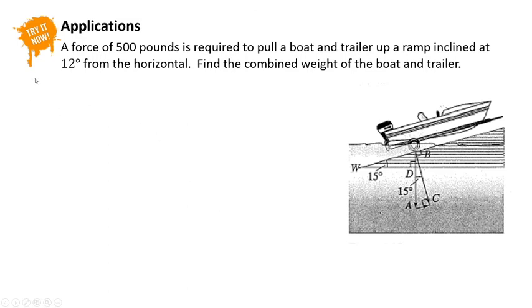All right, so do the same thing here. It's going to be slightly different than this diagram here, but I included this just in case it would help. A force of 500 pounds is required to pull a boat and trailer up a ramp inclined at 12 degrees from the horizontal. Find the combined weight of the boat and trailer. Take some time for that.